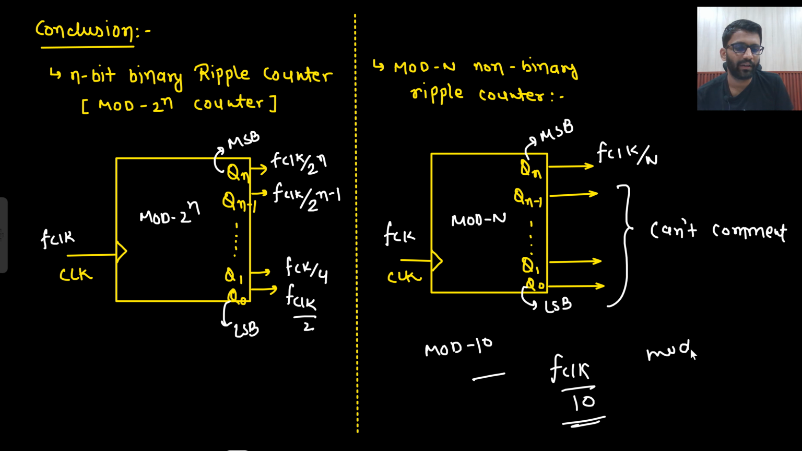I have designed a mode 16 counter. Mode 16 counter is 2 to the power 4 only. That means if you have designed a mode 16 counter, certainly it is a binary counter only. So what will be the frequency? F clock by 16. Okay.